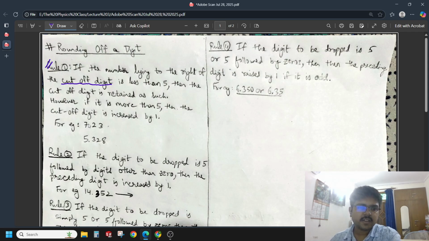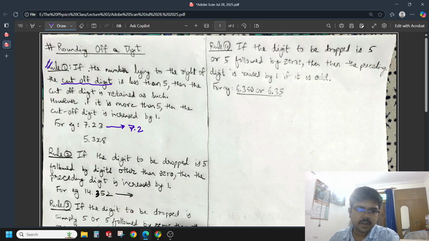In this case, we have to round this number 7.23 to 2 digits. So 2 will be the last digit, and this is called the cutoff digit. Since the number to the right of the cutoff digit is less than 5, only 7.2 will remain. So we have 7.2.